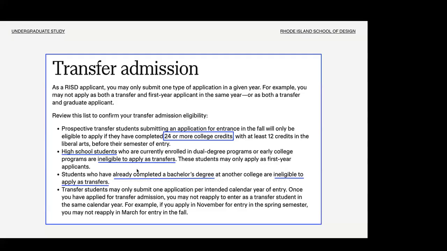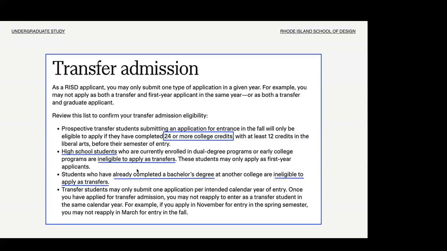The first thing I want to make sure everyone's aware of is that we have eligibility requirements for transfer admission that you can find on our website. I've highlighted the most important elements. The first being that you need 24 or more college credits to be eligible for the transfer application process to RISD. High school students are ineligible regardless of the amount of college credits you have.